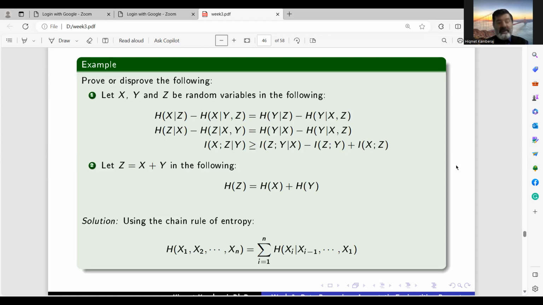Let z be x plus y. Would I have the following? H of z equal to H of x plus H of y? Now, we start proving each of these.